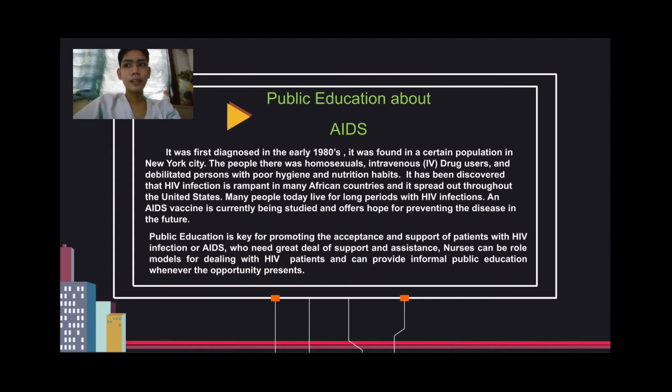Public education about AIDS. AIDS was first diagnosed in the early 1980s. It was found in a certain population in New York, where the people were homosexual, drug users, and debilitated persons with poor hygiene and nutrition habits. It has also been discovered that HIV infection is rampant in many African countries, and it spread throughout the United States. An HIV vaccine is currently being studied and offers hope for preventing the disease in the future.